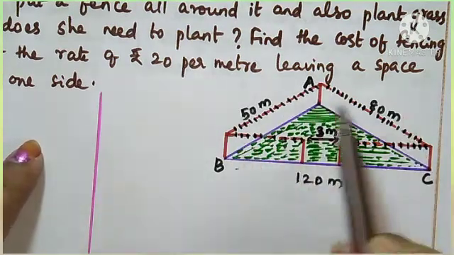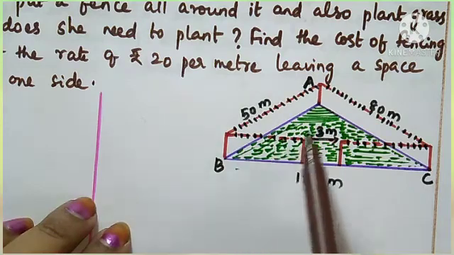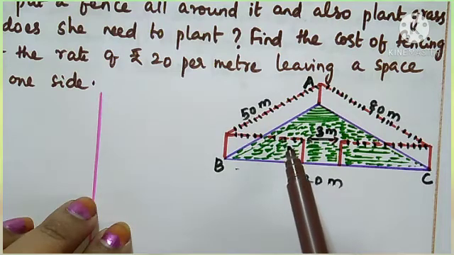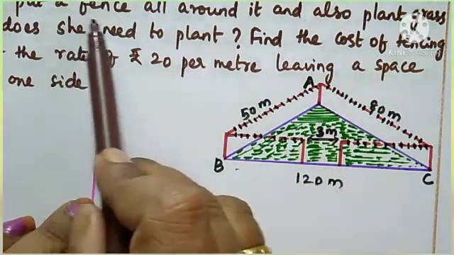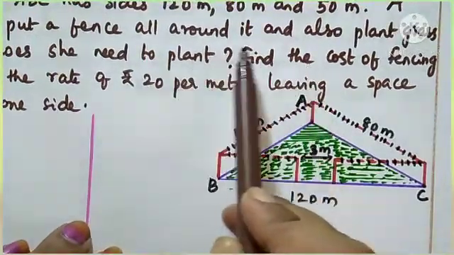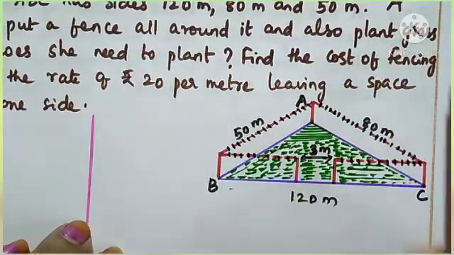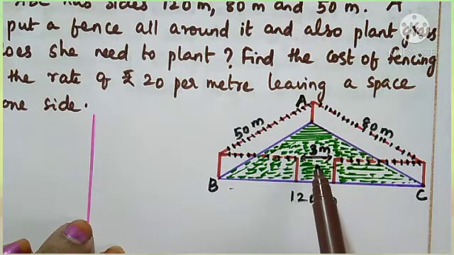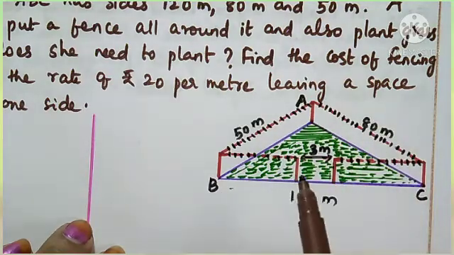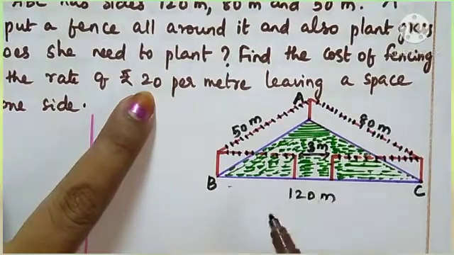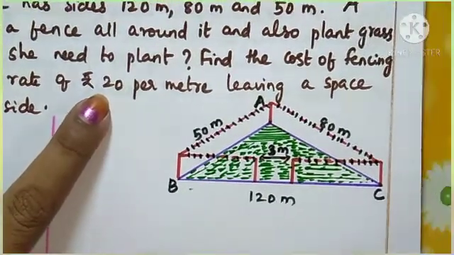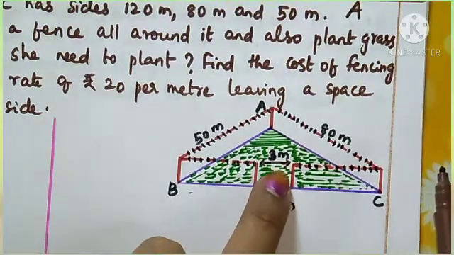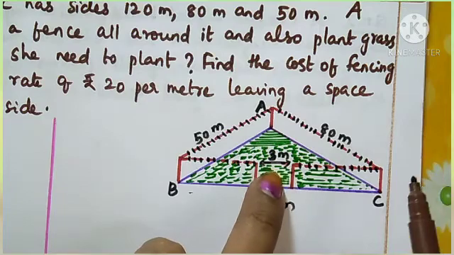Once again, three sides of the park is given and you see this green color area inside the triangle. This is the area she wants to plant grass. To put a fence all around it and also plant grass. So she wants to plant grass inside. So that area also we need to find out, and also the cost of fencing with the barbed wire at rupee 20 per meter. So that is about the picture and I hope you understood. So 3 meter, when you are fencing, this 3 meters we want to leave for putting a gate.